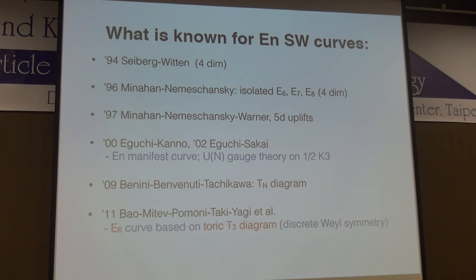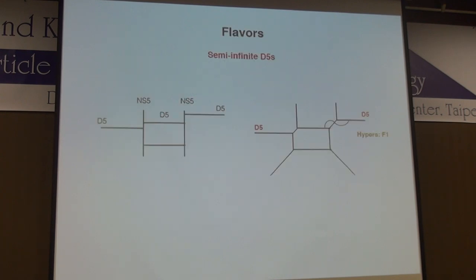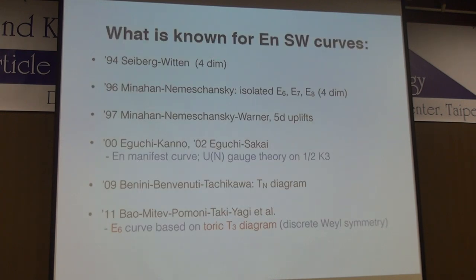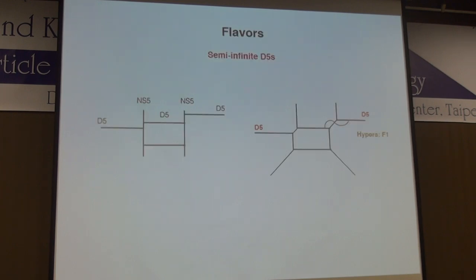And these people, Yagi here as well, also computed the E6 curve based on the toric T3 diagram. They checked the discrete E6 via symmetries. So what is left is E7 and E8, which will be the main topic of what I'm going to talk about. For that, I'll need to introduce a flavor.